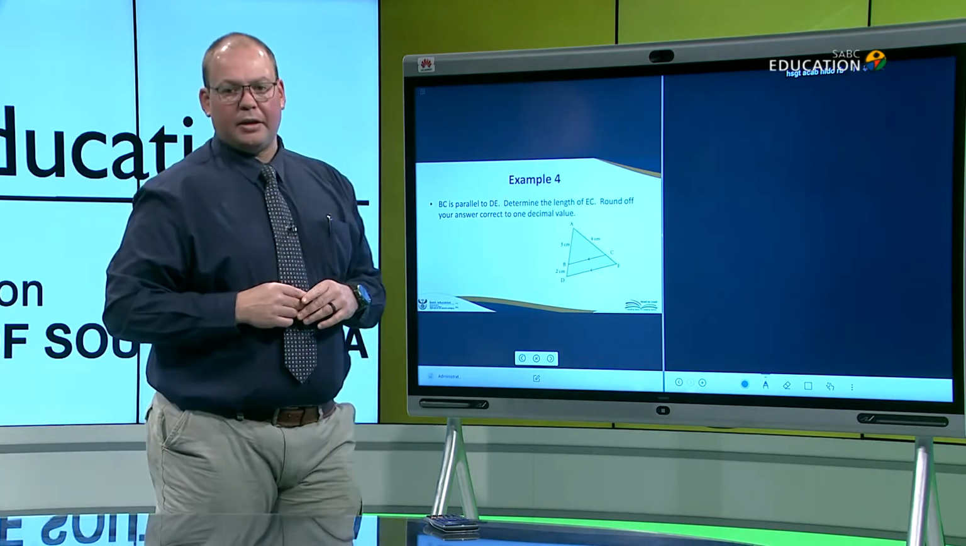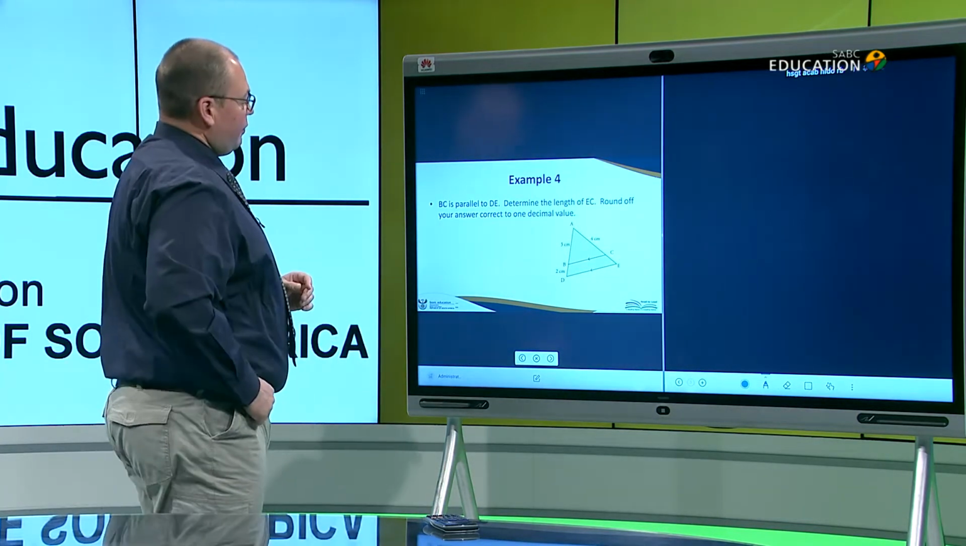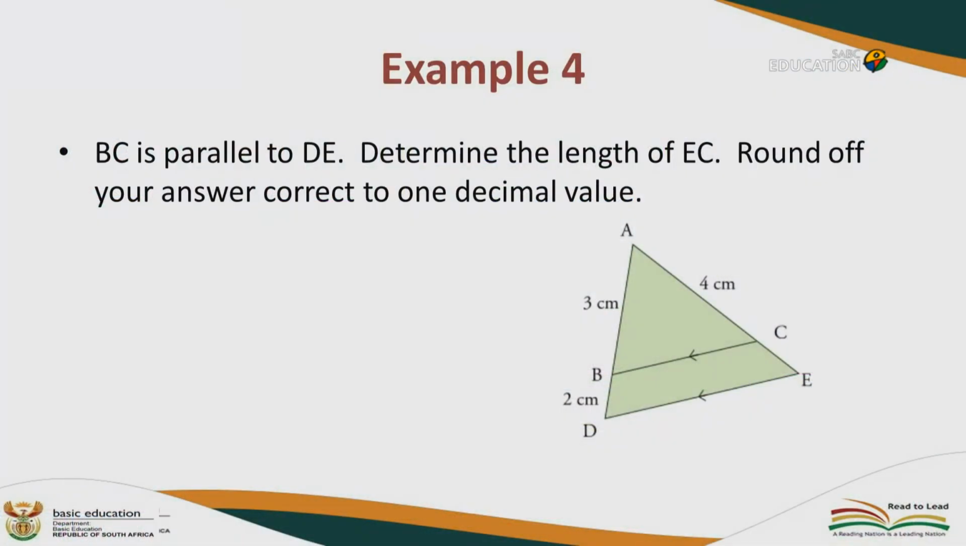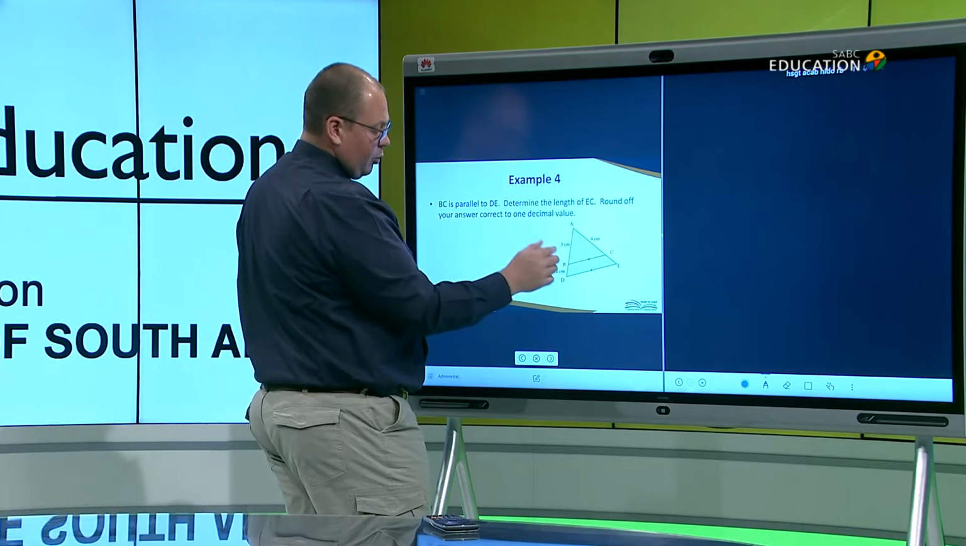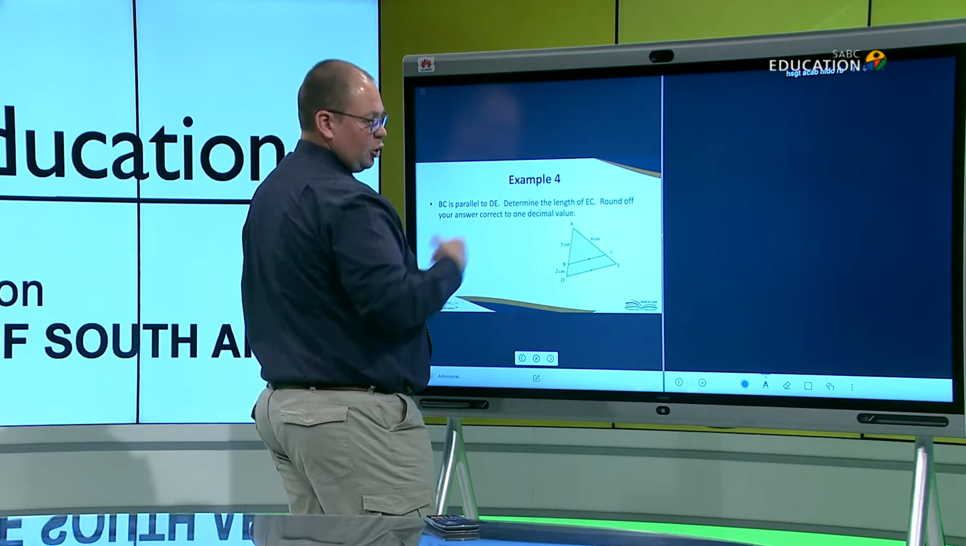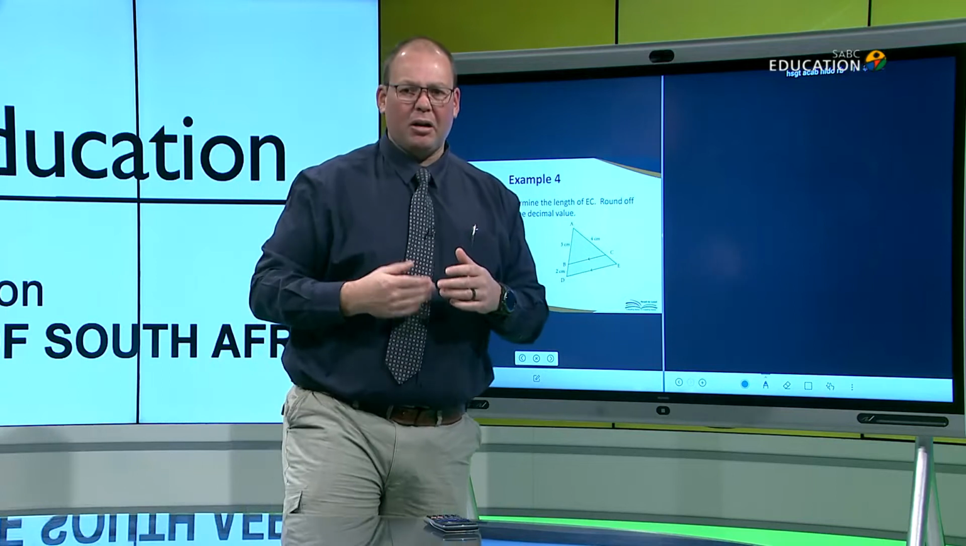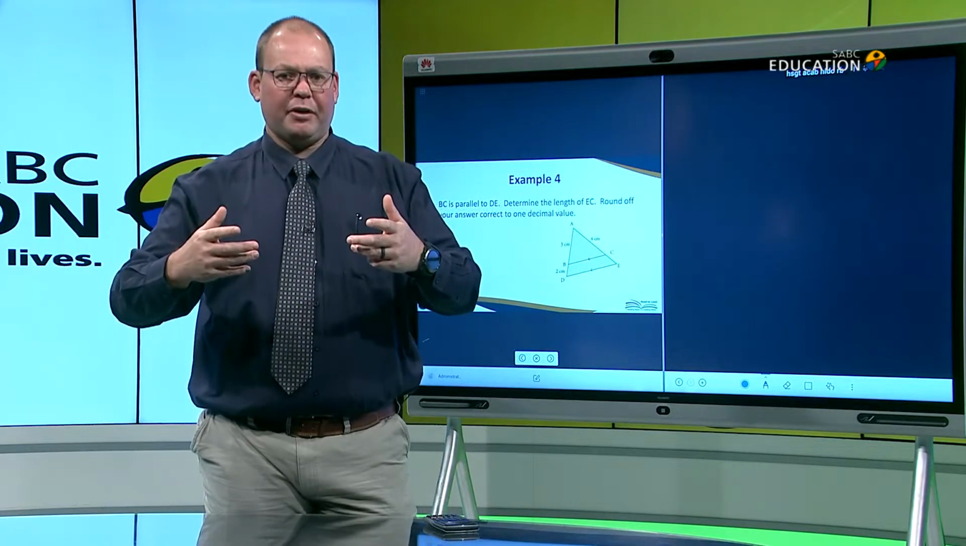So let's look at example 4, and we see that they give you that BC is parallel to DE. Determine the length of EC. All right, so EC is the small little section at the bottom. Round off your answer correct to 1 decimal place. Okay, so again, because they show you there are parallel sides, you will always try and do proportionality first. To see which length we need, and it's EC, I will always write that at the top. It only simplifies my calculations later. Otherwise I have to work out whether I have to invert my fractions on both sides.